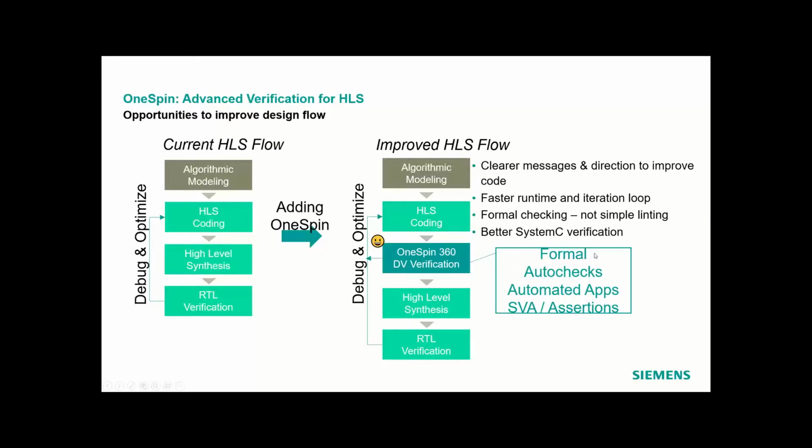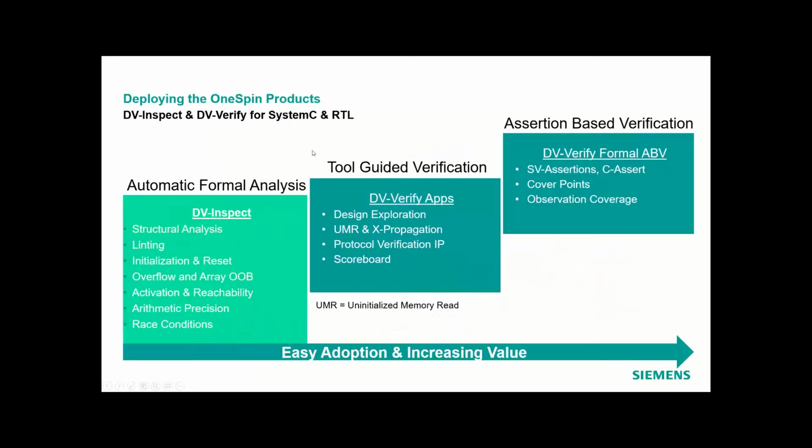So OneSpin, as I said before, is a pure formal tool. So there are auto checks, or we also call that superlint, as automated apps, and we additionally support manually written assertions like SVA or PSL or similar. Okay, so just an overview of what type of apps our OneSpin SystemC solution has.